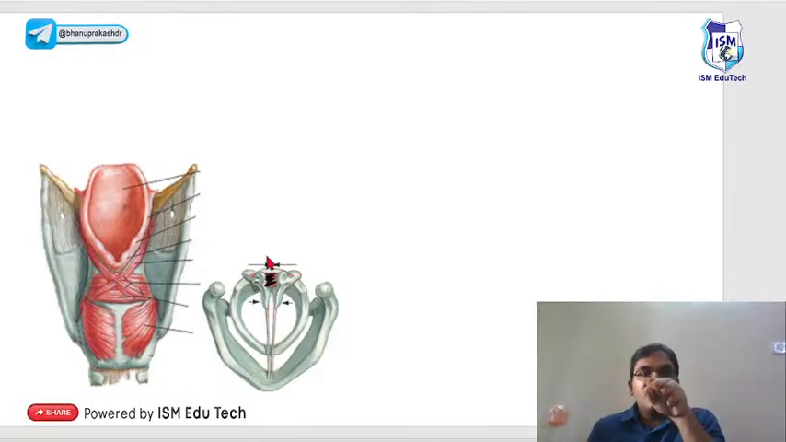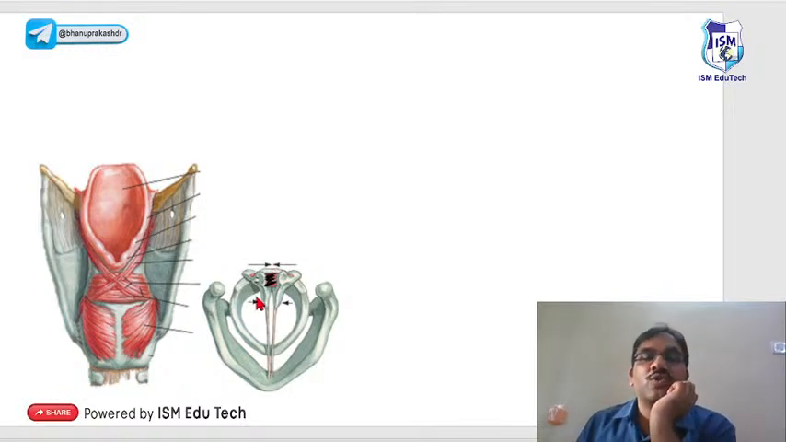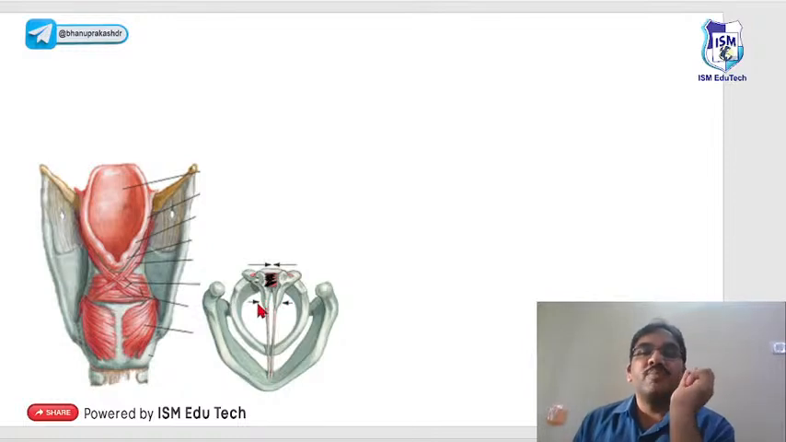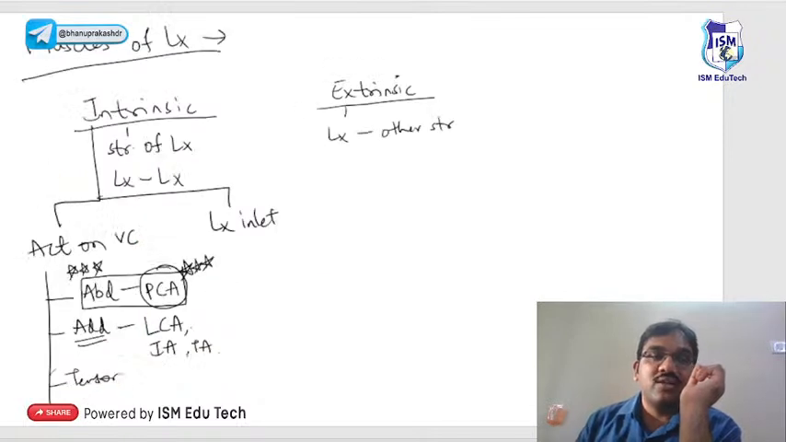So what happens when it contracts? The pull of these muscles will pull both the arytenoids nearer, so there will be a little bit of inward movement of the vocal process. The major bulk of the inward movement, or adduction, is done by your lateral cricoarytenoid only. Along with that, interarytenoid is also known to cause the adductor movement.